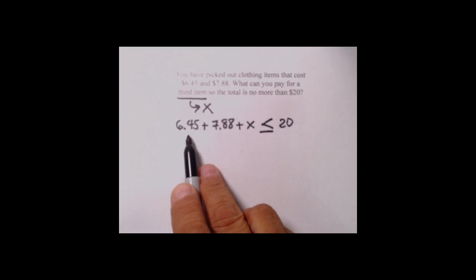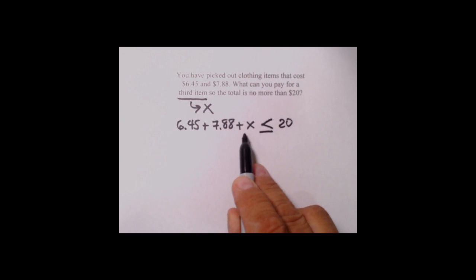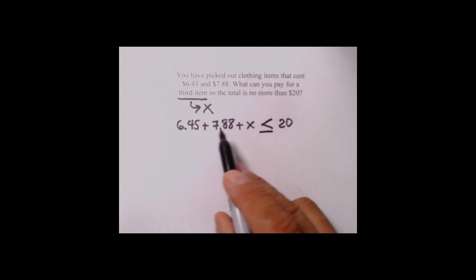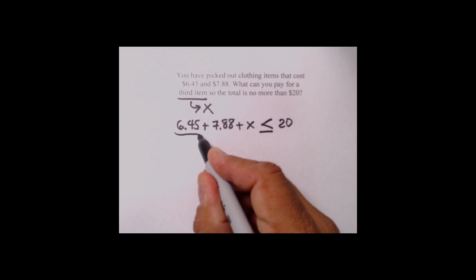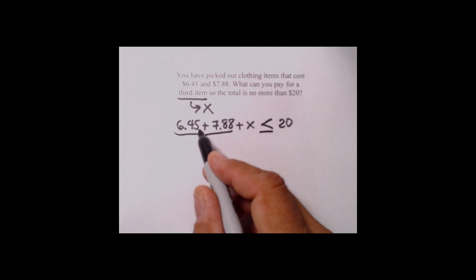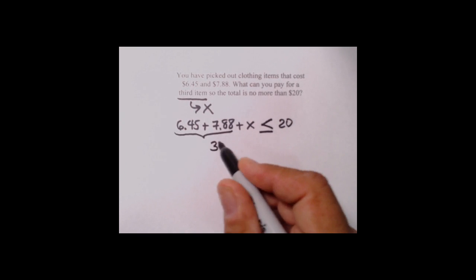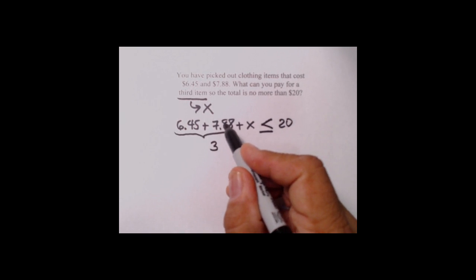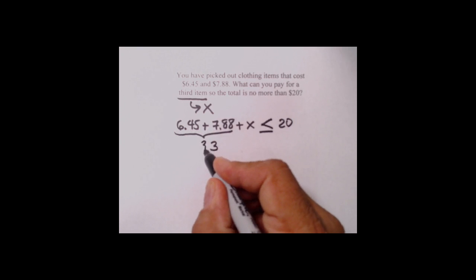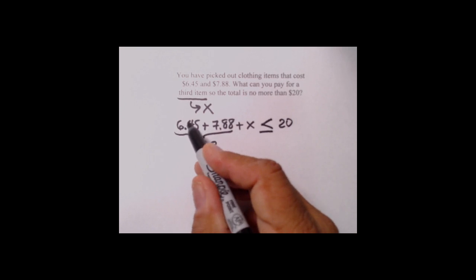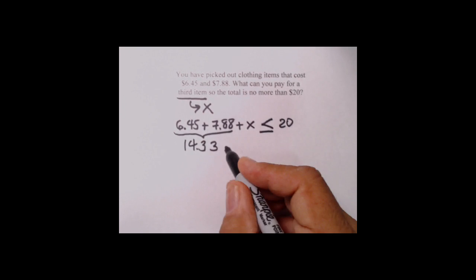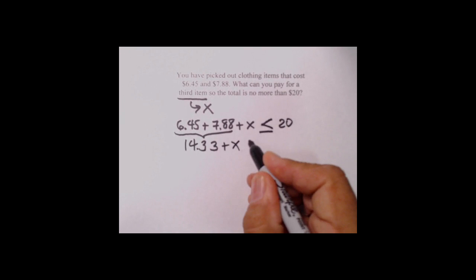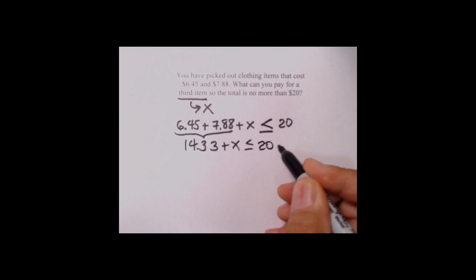So here's the idea. These are the two things we bought. Here's the third thing we can buy. The sum of all of those has to be less than or equal to $20. That's all that we have. Well, let's do some simplifying here. Combine these two together. 5 and 8 is 13. Carry the 1. 8 and 1 is 9, and 4 is 13 again. Carry a 1. 6 and 7 is 13, and that 1 we carried, 14. So 14.33 plus X has to be less than or equal to 20.